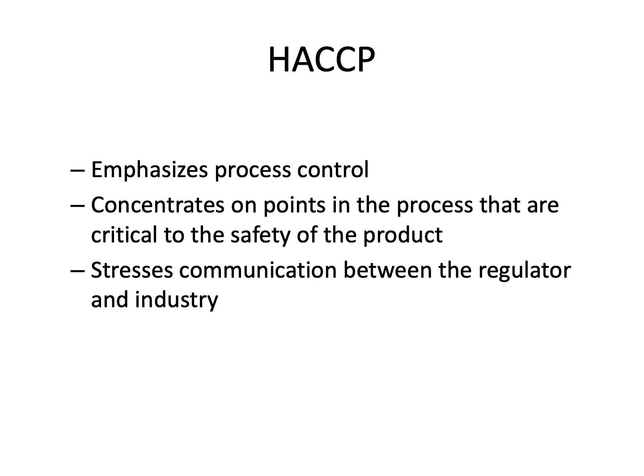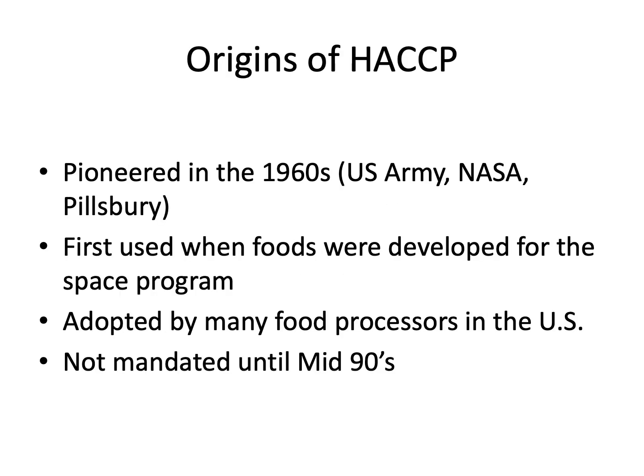HACCP emphasizes process controls. HACCP concentrates on points in the process that are critical to the safety of the product. HACCP stresses communication between the regulator and industry. HACCP was pioneered in the 1960s by the Pillsbury Company working with the United States Army and NASA. It was first used for foods sent into space.